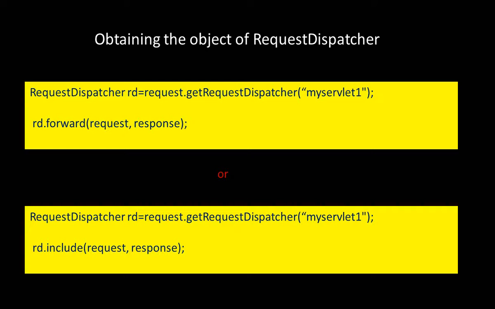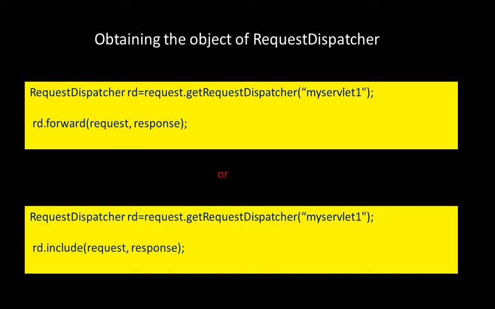Now this request is nothing else but an object of HttpServletRequest, and response is an object of HttpServletResponse. These are the reference variables. These are the objects that we get automatically in our doPost and doGet methods, right? And this is to forward the control to the target page, and here I have written or, that means when we want to include the page.